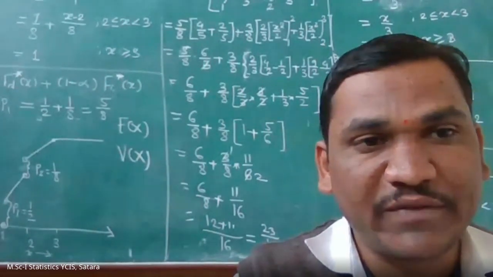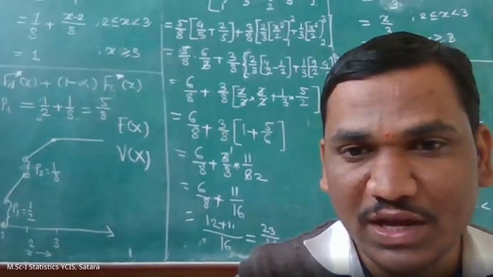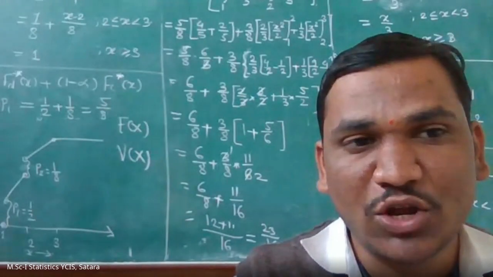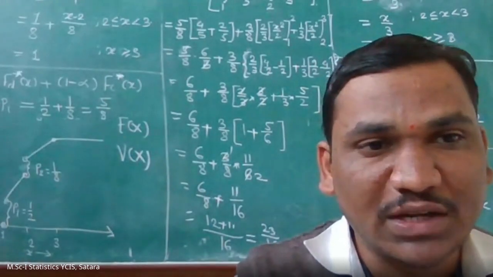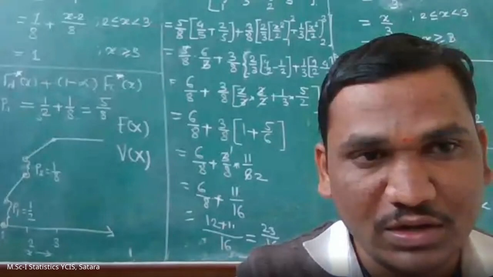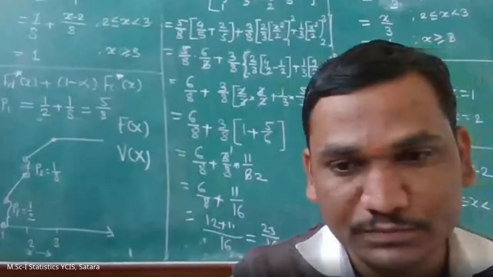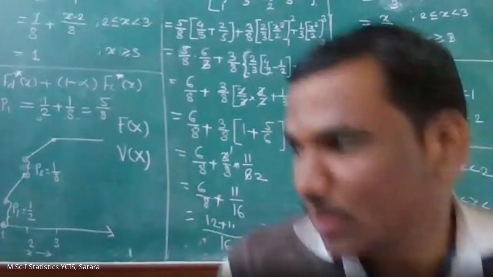Now you can find the value of the variance of x by using the formula: expected value of x square minus the expected value of x, whole square. Okay, give attendance.